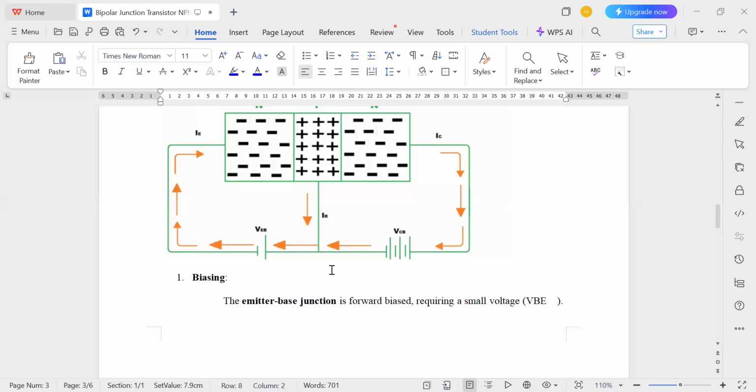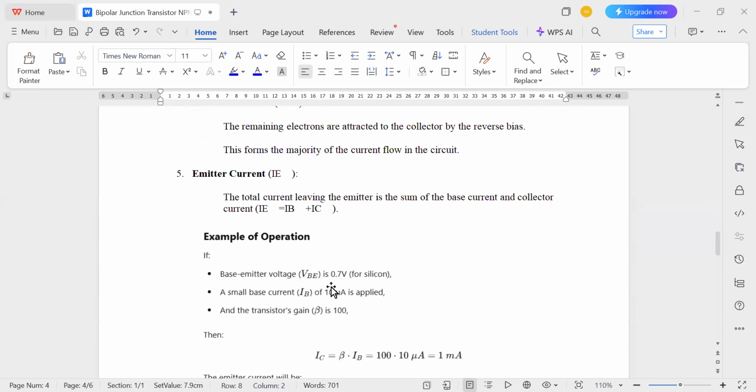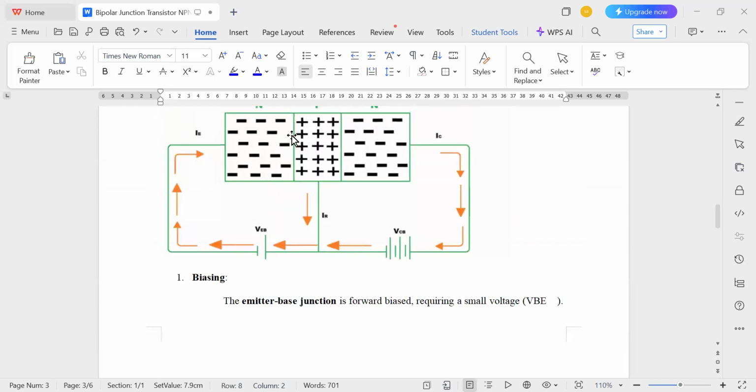Okay, and this is about current and voltage in an NPN transistor. Next is about the current. The total emitter current leaving the emitter is the sum of the base current and the collector current. The formula is IE is equal to IB plus IC.